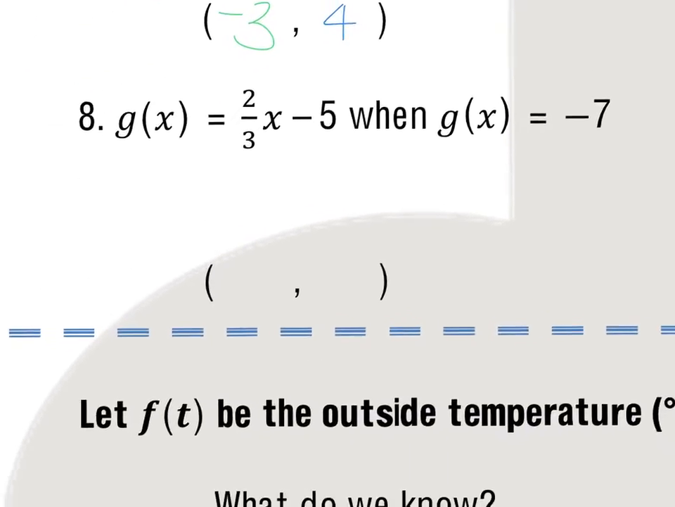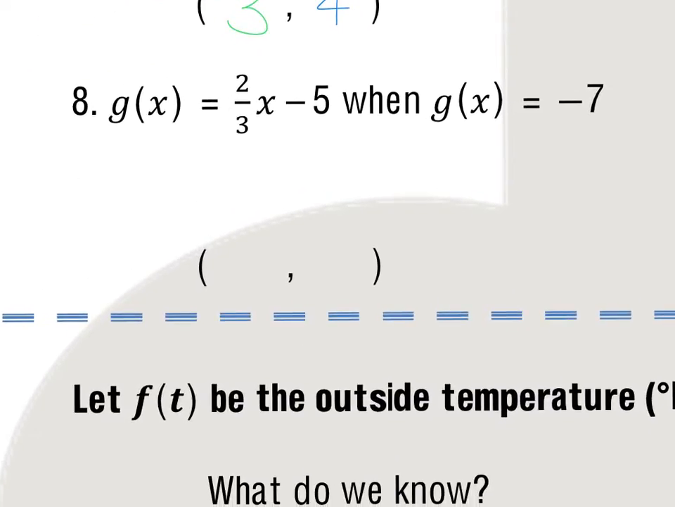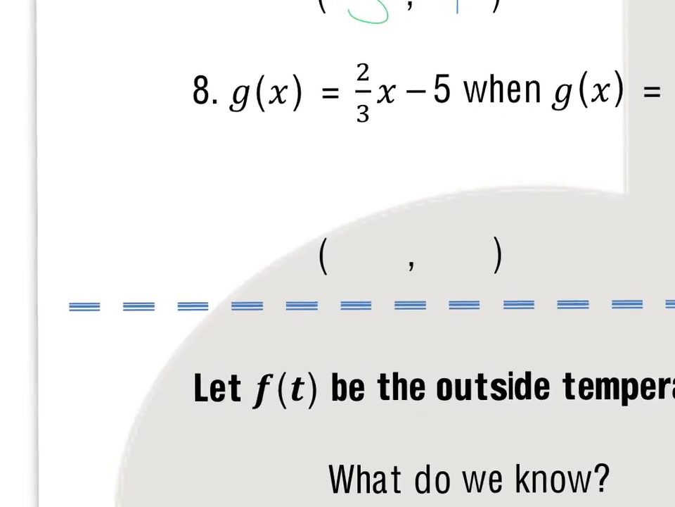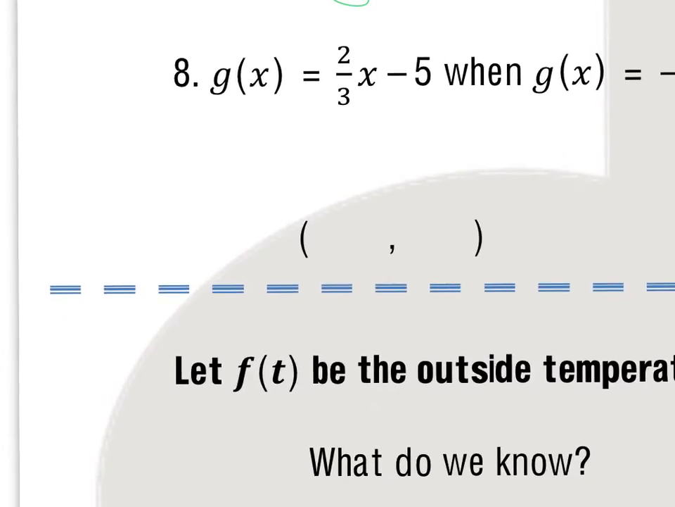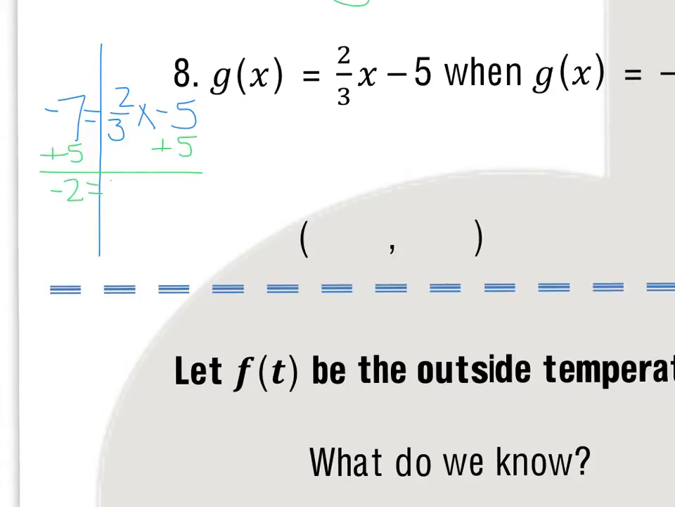Number 8, we have g of x equals 2/3 x minus 5, when g of x equals negative 7. So again, they've given us a little bit more complicated problem. So we're going to rewrite this. Instead of g of x, we're going to put negative 7 equals 2/3 x minus 5. To get x by itself, we're going to add 5 to both sides. Negative 7 plus 5 is negative 2 equals 2/3 x.